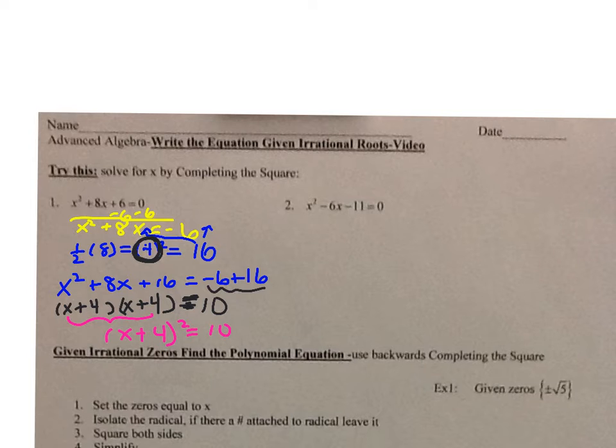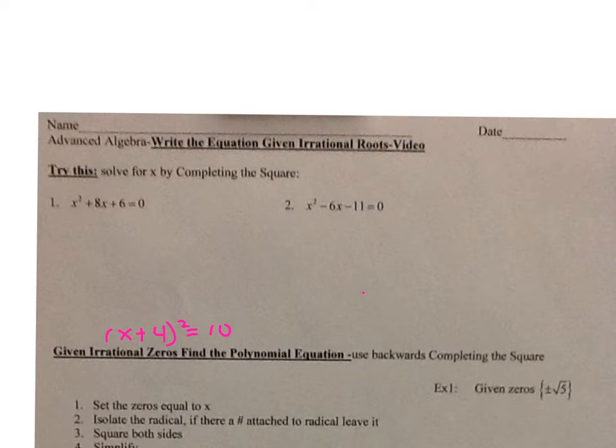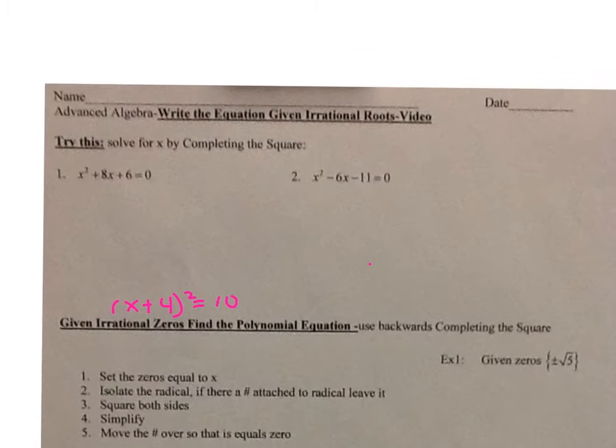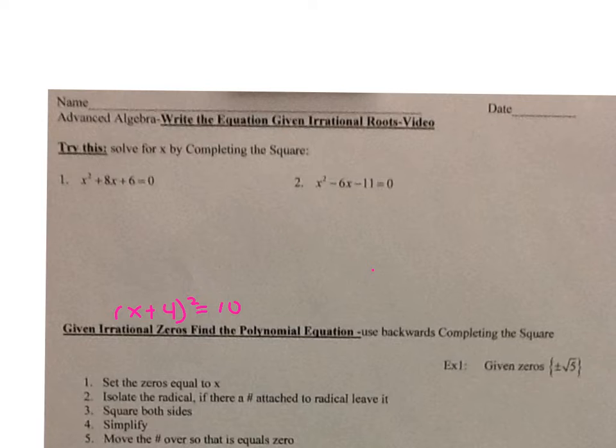Okay, so I just need to give myself a little bit more room, so hold on. Okay, so let me just move this up now. So we have here x plus 4 squared equals 10. So I'm just going to rewrite that up here, because I ran out of room. So we have x plus 4 squared equals 10.